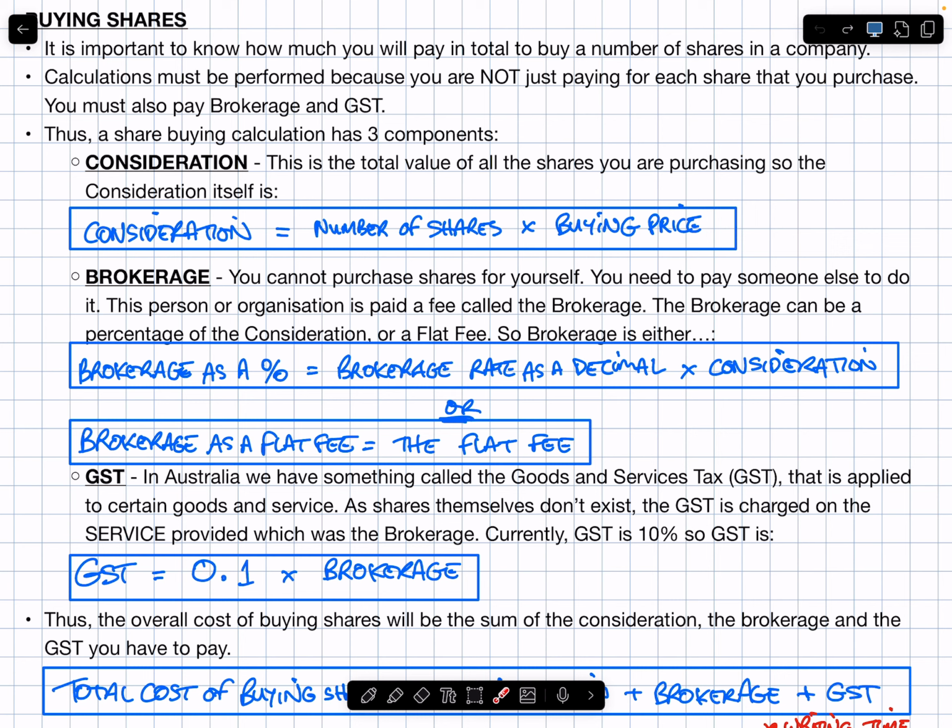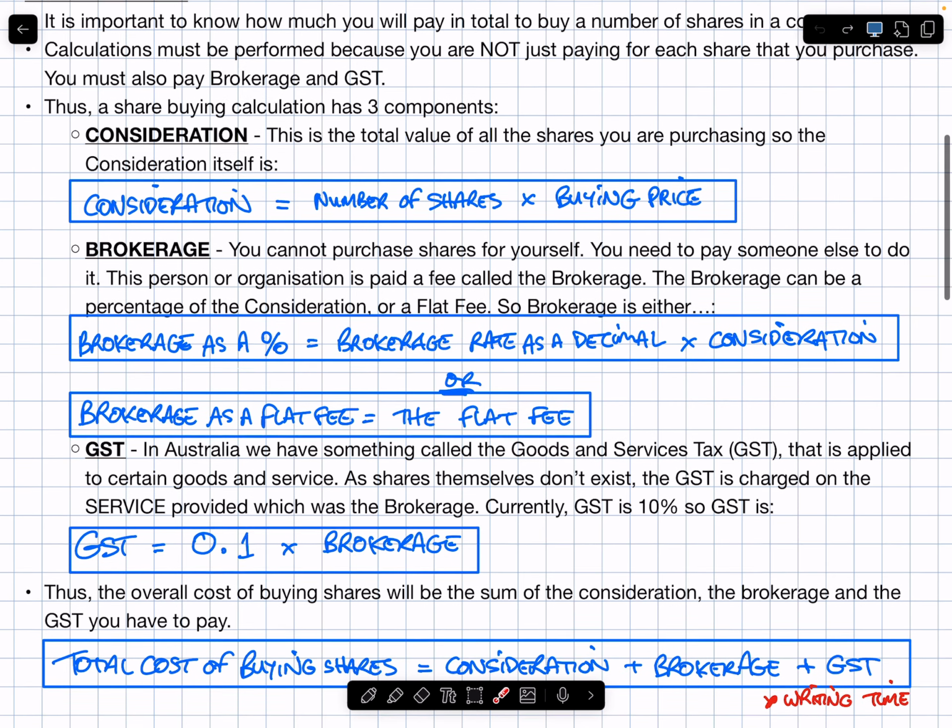The brokerage can either be a percentage of the consideration or it's a straight flat fee. So you pay them just $10 or something, okay? So there's two different ways the brokerage might be calculated. You need both. If brokerage is as a percentage, then it's the brokerage rate as a decimal times by the consideration. If it's a flat fee, then the brokerage is literally just the flat fee. Can you get those two boxes there?